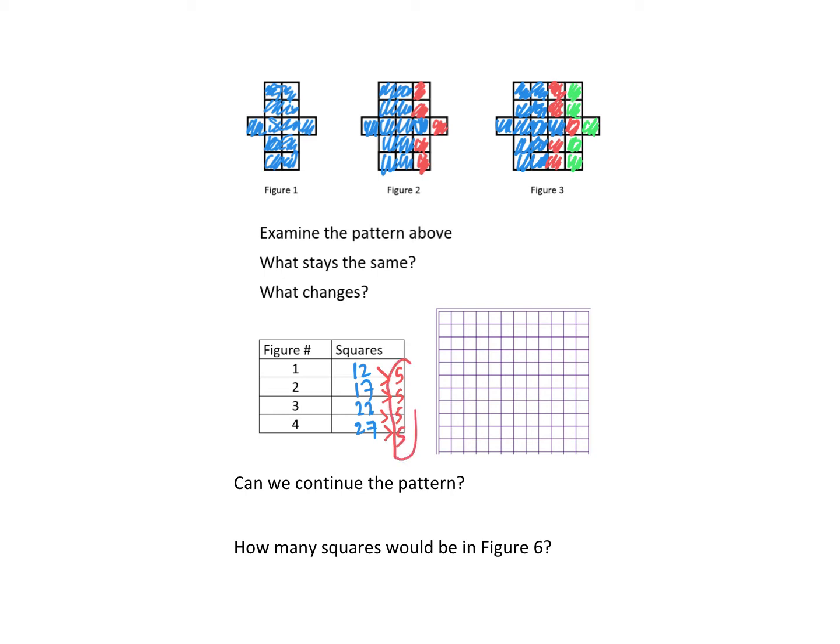That is my rate of change. So what stays the same? What stays the same are the blue squares. Let's do that in blue. So what stays the same are the blue squares. There are 12 of them. And then what's changing is we are adding 5 squares each time.